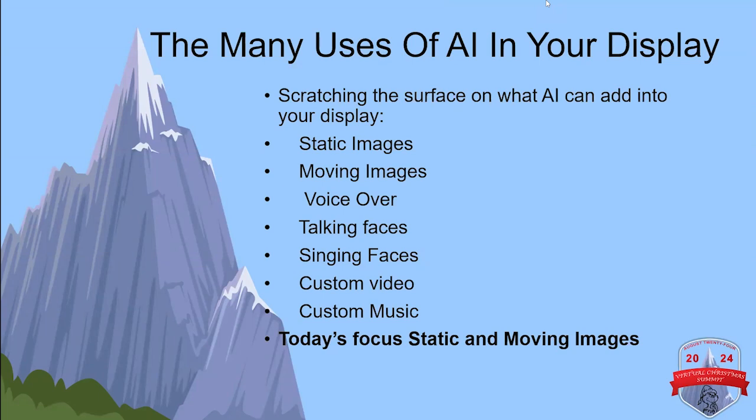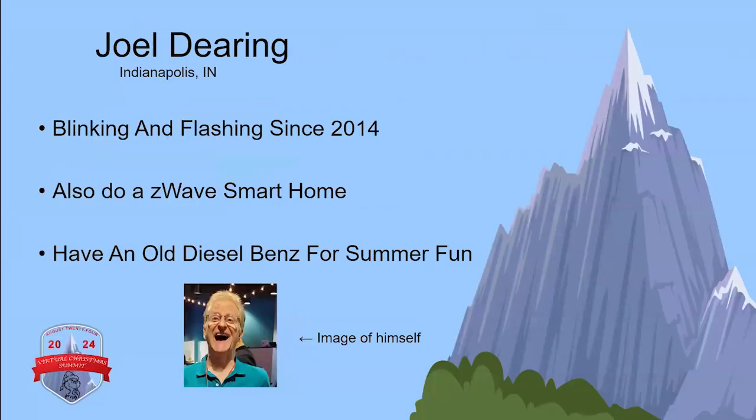You can import that into xLights. Moving images would give you an MP4. Voiceover would give you an MP3. Talking faces give you an MP4 that you would import into xLights. Singing faces would also give you an MP4. A custom video gives you an MP4. Custom music gives you an MP3. So there are many different ways to use AI in your display, and I'm sure the list next year will be just as long, if not longer. Today's focus is mainly static and moving images.